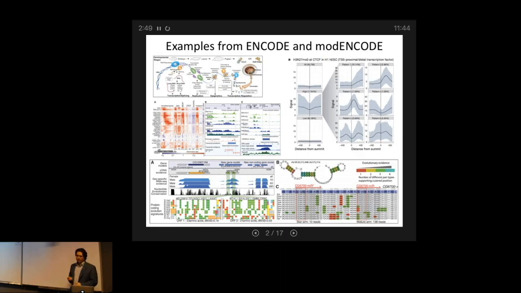On top there you see the perfunctory ENCODE genome annotation plot, and then under that we've got a few particular examples.